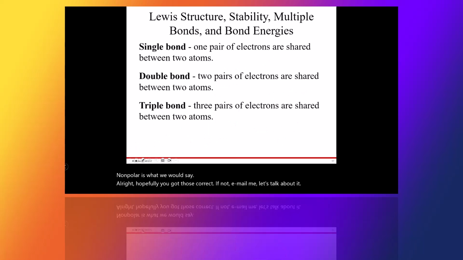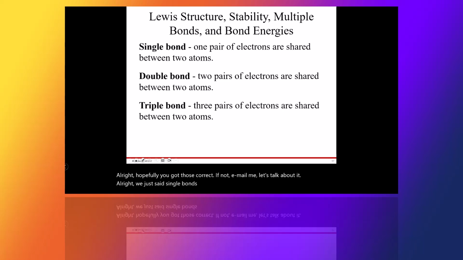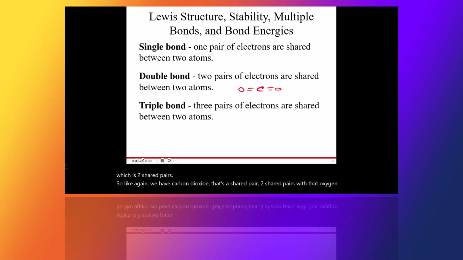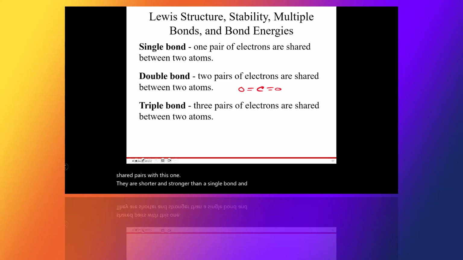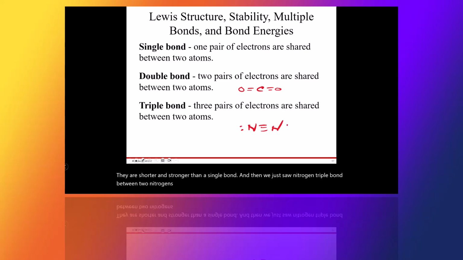All right, we just said single bonds, 1 pair of electrons being shared between 2 atoms. It is the longest and weakest of the covalent bonds. Then we have a double bond, which is 2 shared pairs. Like again, we have carbon dioxide, 2 shared pairs with that oxygen, 2 shared pairs with this one. They are shorter and stronger than a single bond. And then we just saw nitrogen, triple bond between 2 nitrogens. And that is the shortest and strongest of the covalent bonds.